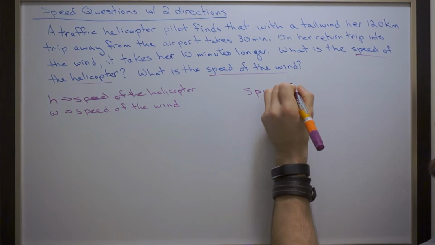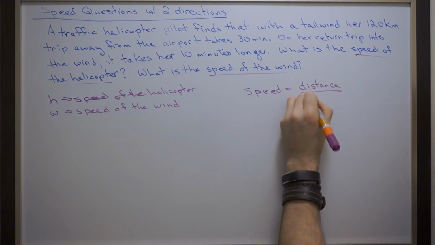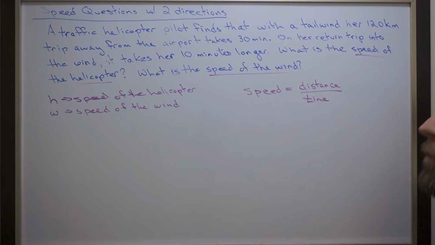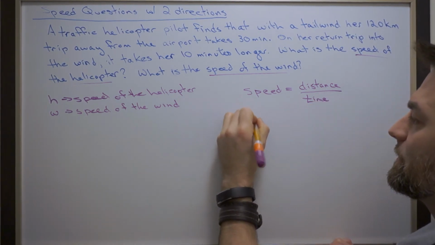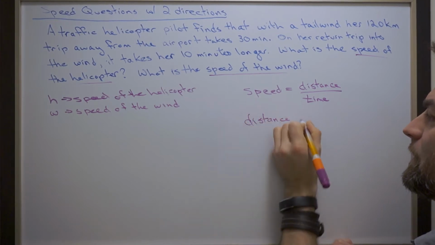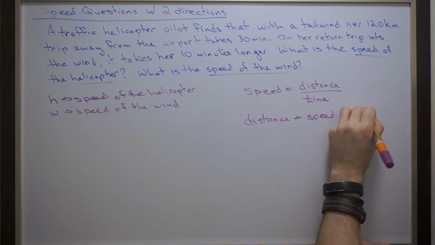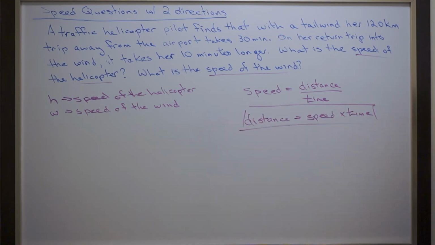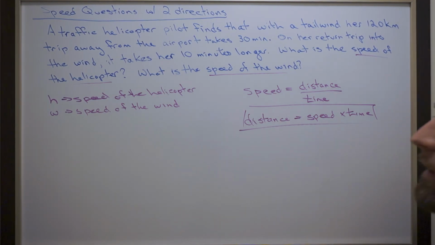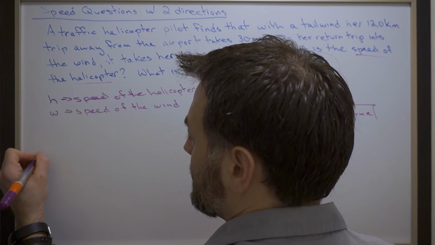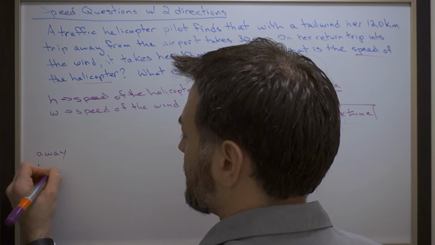speed is equal to distance divided by time. Or if we rearrange this, distance equals speed times time. And we're going to use this fact to help us out in solving this question. So we'll make our table here. We need the trip away, and then the trip towards the airport.